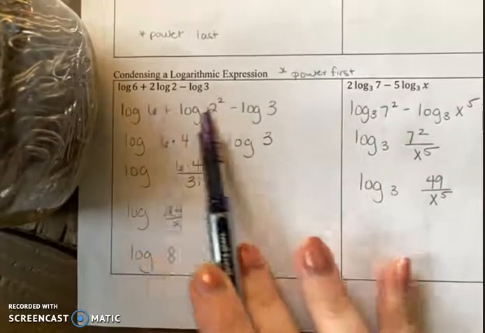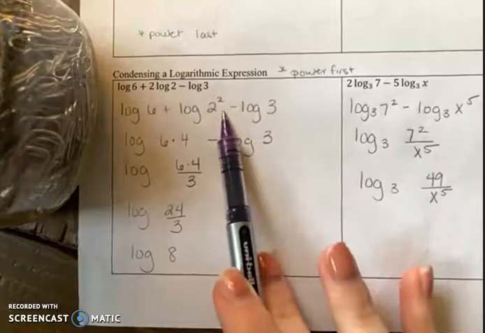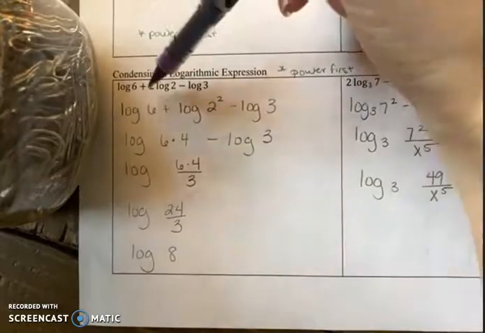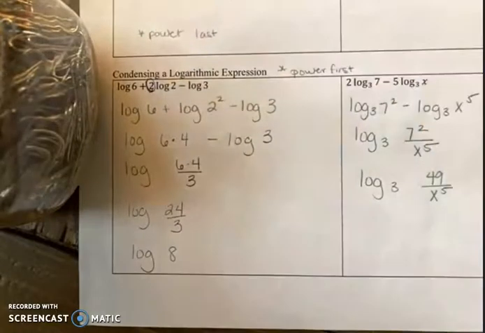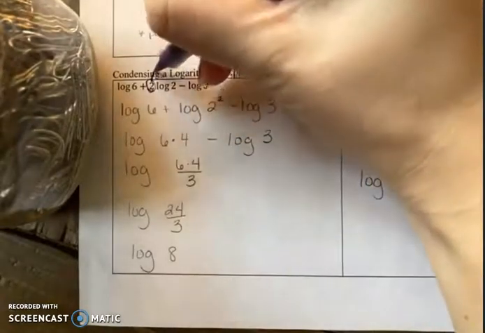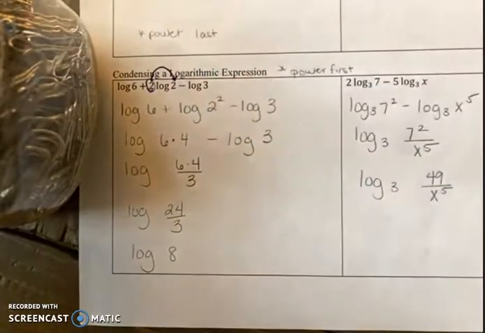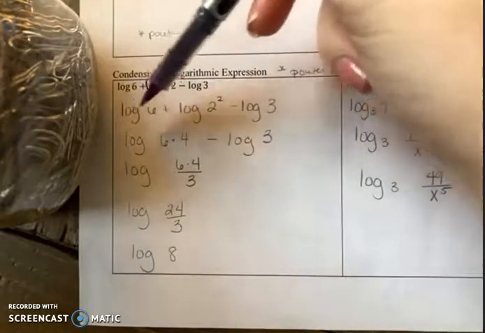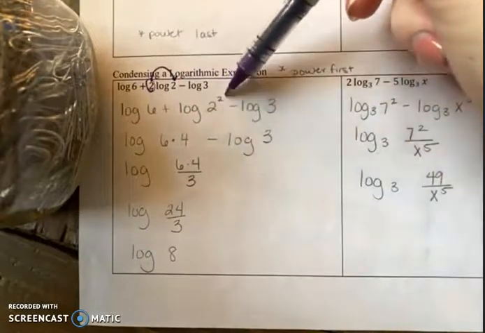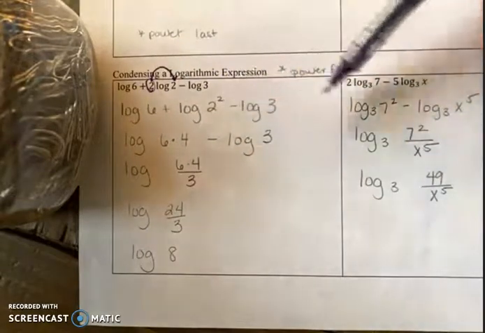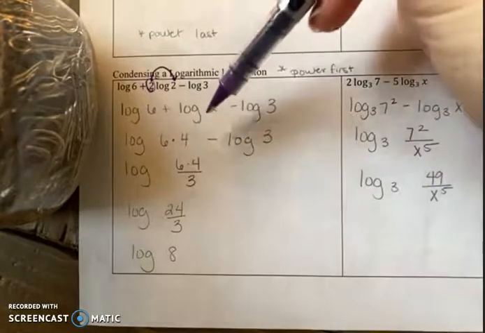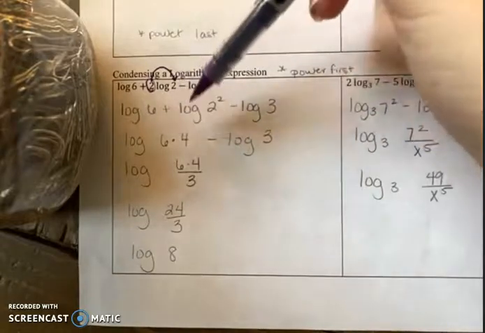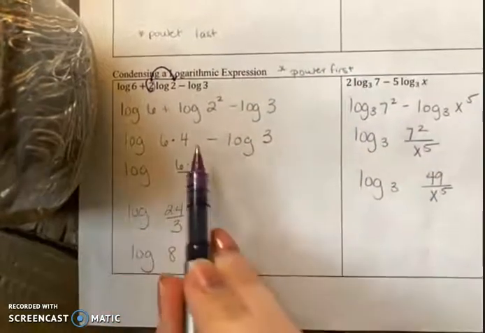So when I look at this first example right here, there's a 2 out front of the log of 2. So I need to put this back in the power position, which leads me to this next step that I put here. Log of 6 plus log of 2 squared minus log of 3. Well, 2 squared is 4. Now I'm going to combine. I just do it from left to right.